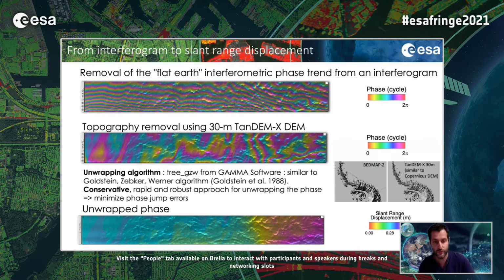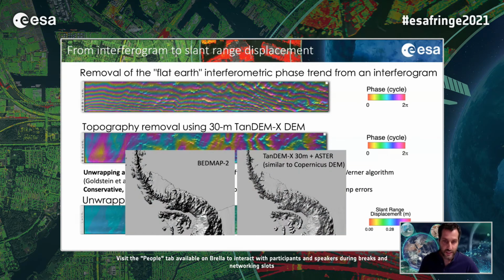Then the remaining signal comes from displacement, and we unwrap this using the algorithm developed by Goldstein, Zebker, and Werner. That is a very conservative algorithm. There are unwrapping algorithms now that are probably more efficient or would cover more ground, able to cross some regions of low coherence. But this one was very conservative. It was rapid and robust, and so we use that. This way we minimize the phase jump errors that we would get, but at the expense of getting less spatial coverage.